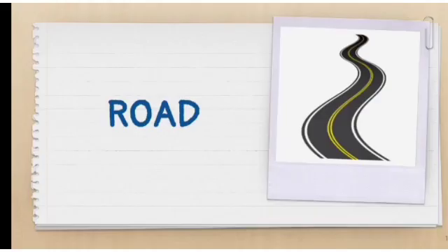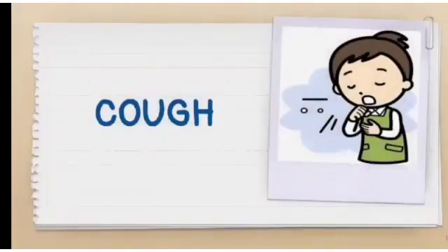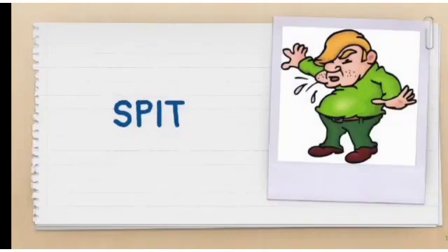The second heading is trachea or windpipe. It is like a road for the air to move. The trachea also stops the remaining particles and germs inside. When we cough or spit, those particles go out from our mouth.